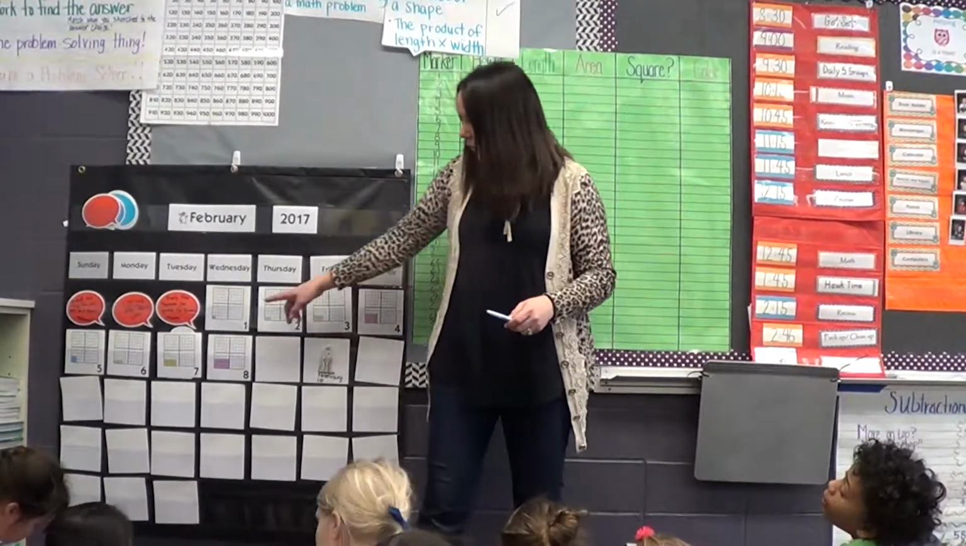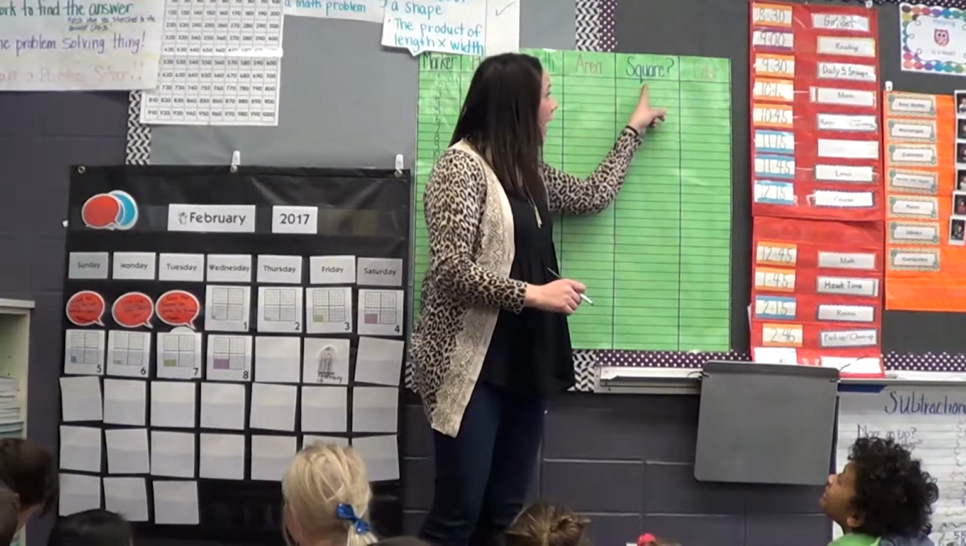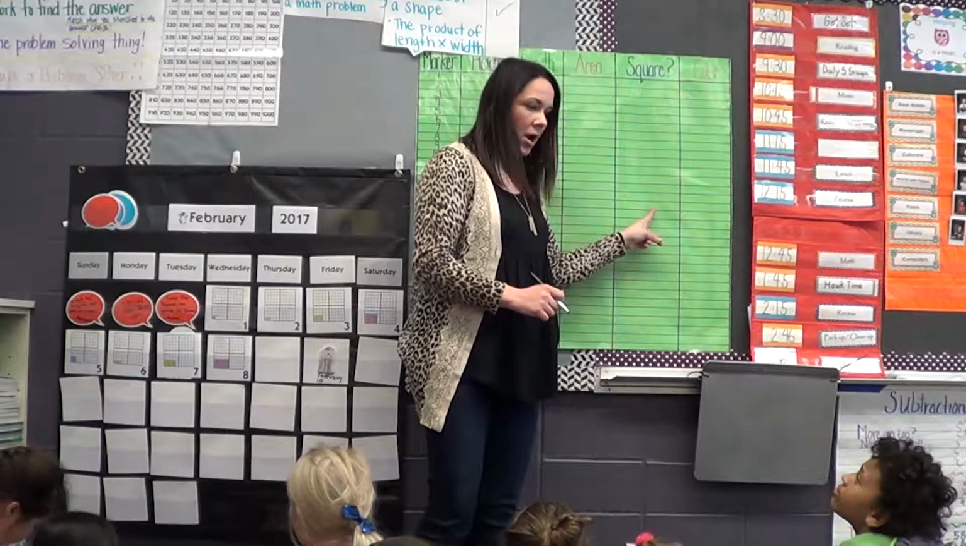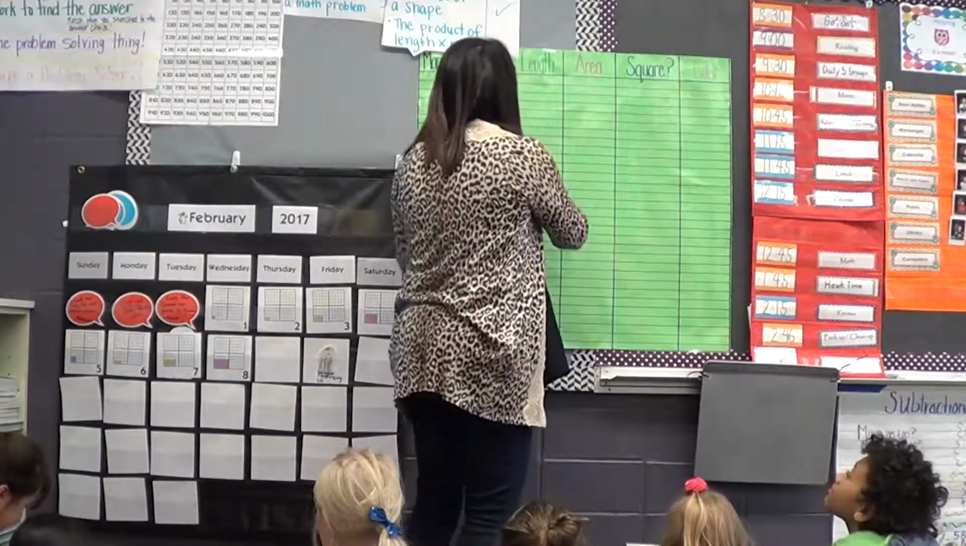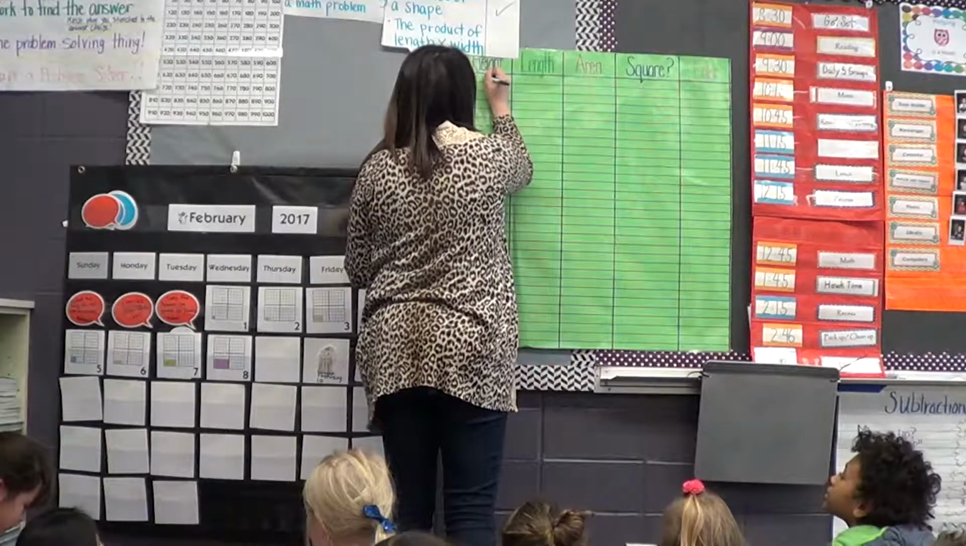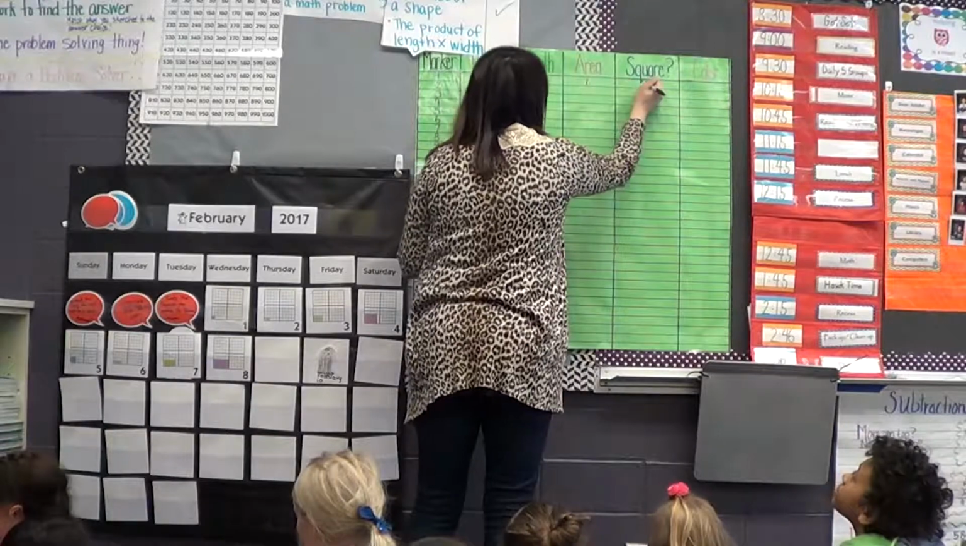So if we have this area, what's the area of 1? 1. And then I want to know, is it a square? Yes or no? Yes. And then what color it is. Okay, are you ready? So we're going to start with 1. What's the height? 1. What's the length? What's the area? Is it square? Yes.